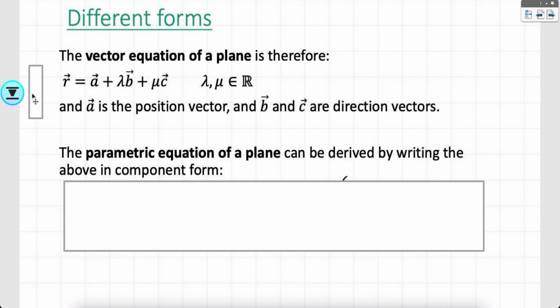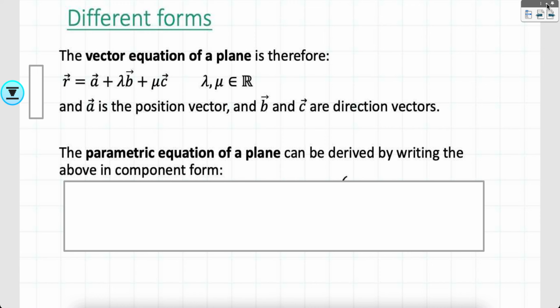So therefore the vector equation of the plane can be written as this, where you have two scalars, lambda and mu, for example, and A is the position vector and B and C are direction vectors. So this is very important to point out. The position vector is arbitrary. I could have started with B as my position vector and then did two different direction vectors. That's fine. But for convenience, we're just using A, B, and C.